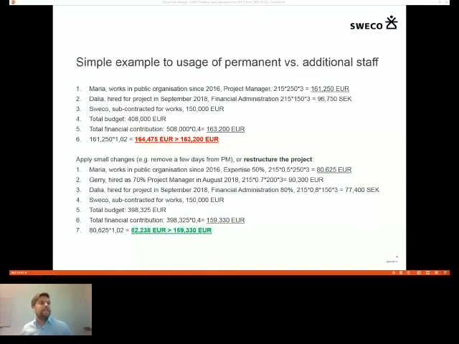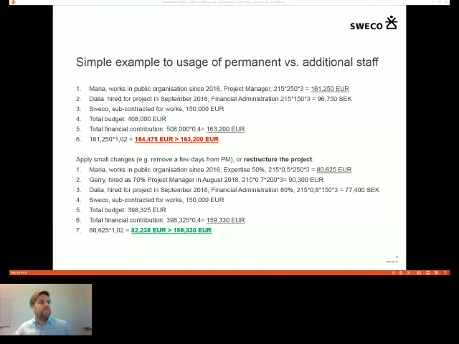She's still working in the project, but she's only working at 50% with expertise, because she has done different European funded projects before. So her expertise is needed, but it's enough that she's working at 50%. So now the cost of permanent staff will be 80,625. And then instead we hire Gary at 70% as the project manager, and he will be hired after the grant agreement is signed in August 2018. That means that he's additional staff, 90,000 euros.